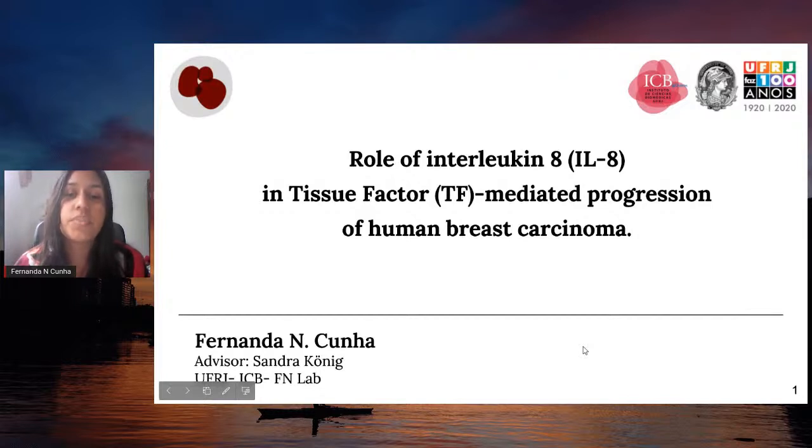Hello, everyone. First, I would like to thank the organizers for giving me the opportunity to show you the work I did as a conclusion to graduate. We aim here to investigate the role of IL-8 in tissue factor-mediated progression of human breast carcinoma.